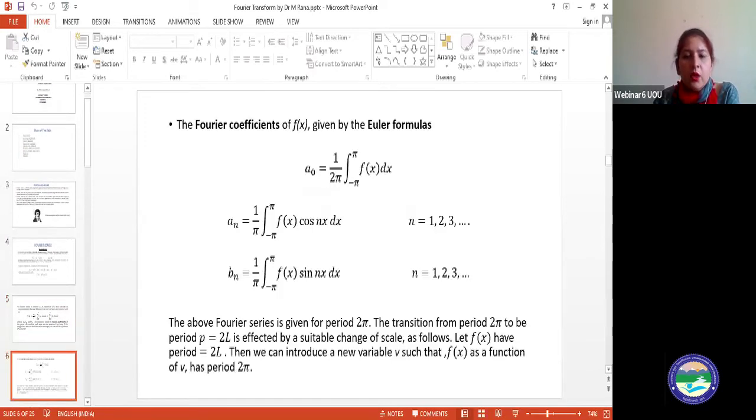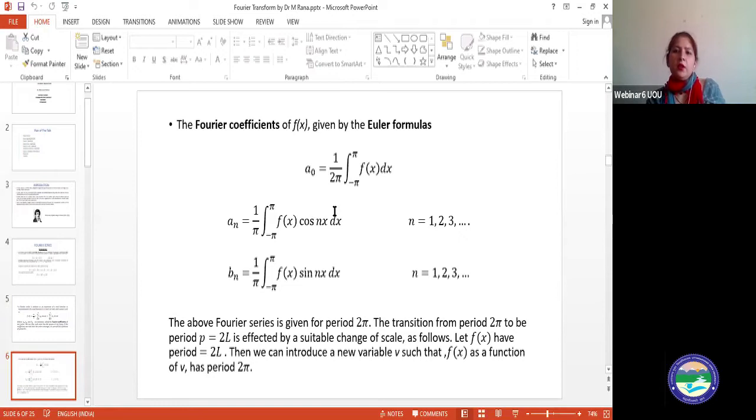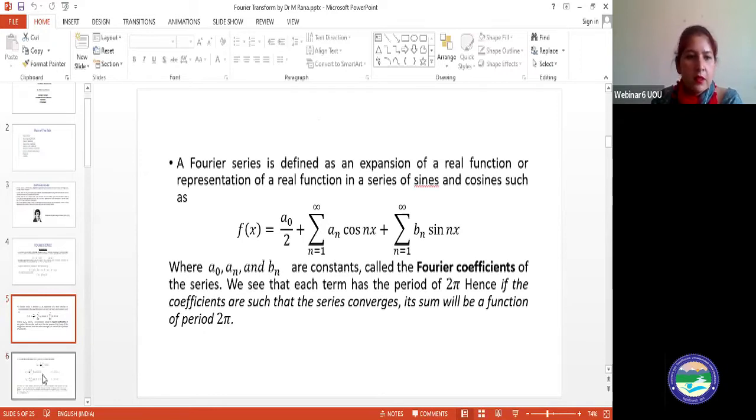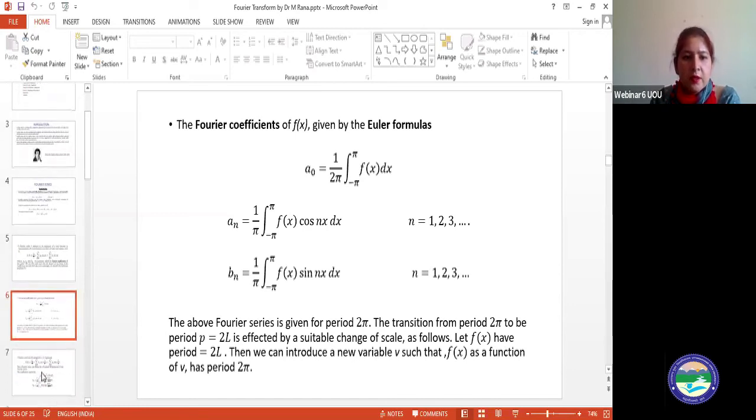Now we'll see how the Fourier coefficients a naught, a n and b n are defined. a naught is defined as 1 upon 2 pi integration from minus pi to plus pi f(x) dx. Similarly, the next coefficient a n is defined as 1 upon pi integration from minus pi to plus pi f(x) cos nx dx, where n is from 1 to infinity. And b n is defined as 1 upon pi integration from minus pi to plus pi f(x) sin nx dx. So these are the different Fourier coefficients. By using these, we can expand a function in a Fourier series.